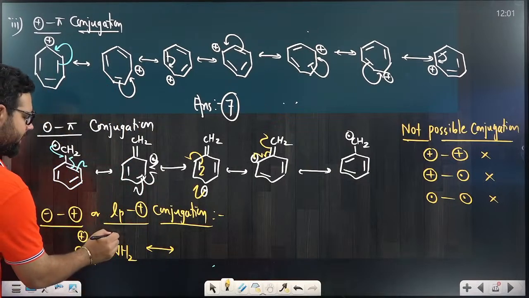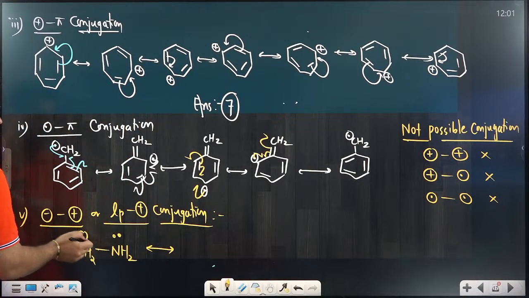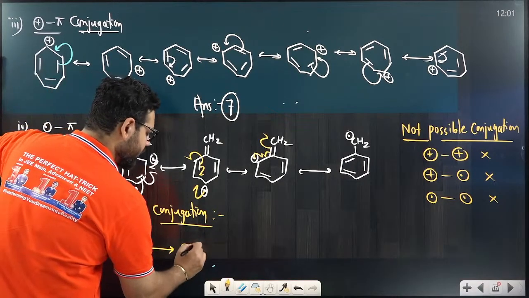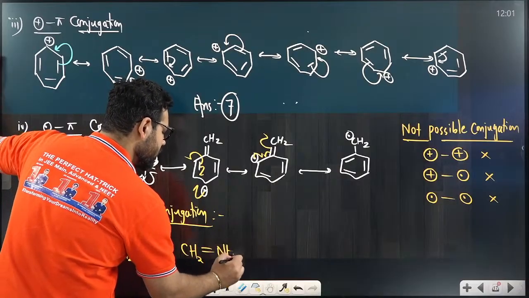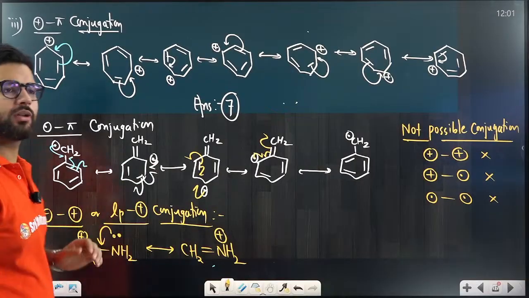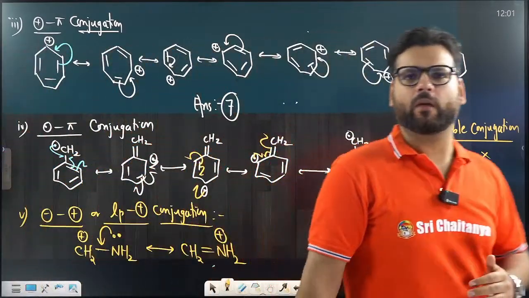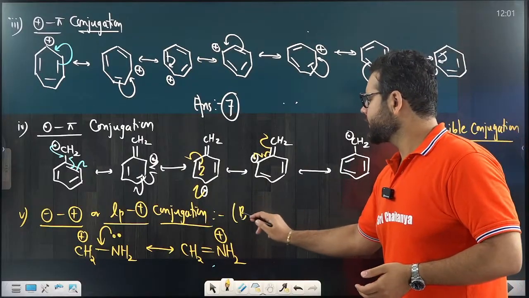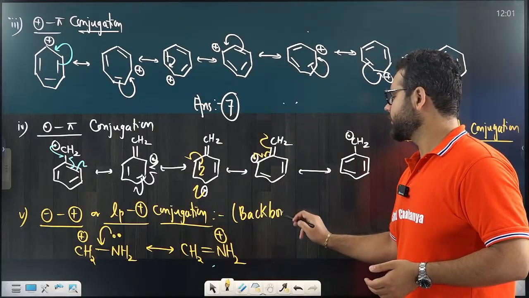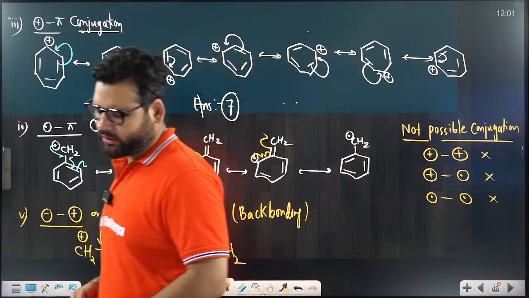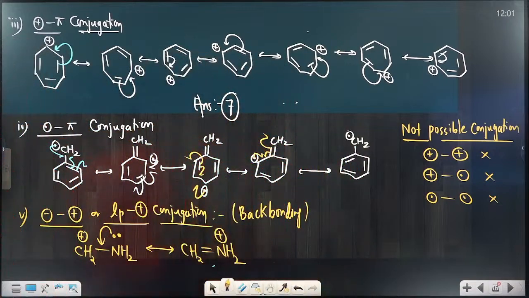So here this lone pair and this plus are in conjugation. The lone pair becomes pi, so it will give you CH2 double bond NH2. Whenever nitrogen makes a fourth bond, it gets a positive charge, so the positive charge comes from here to here. This type of conjugation is possible. We call it back bonding, because this pi bond is created by back donation to the electron deficient atom, which is carbon.